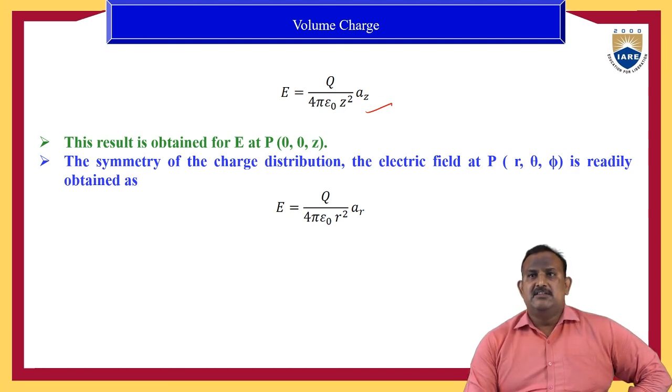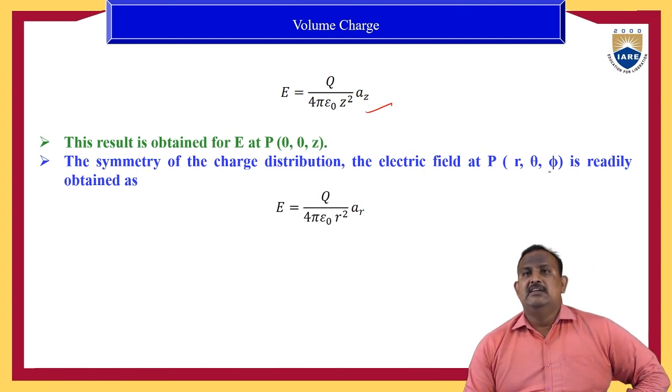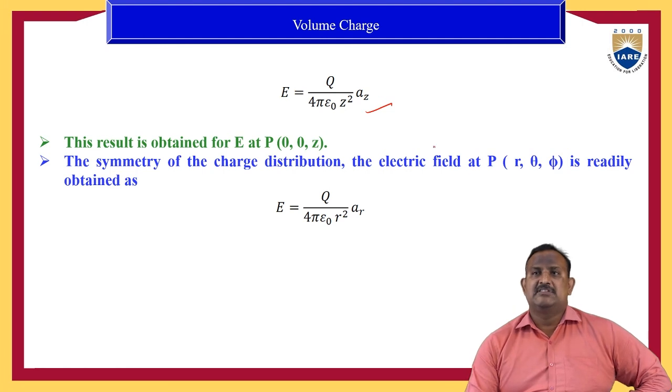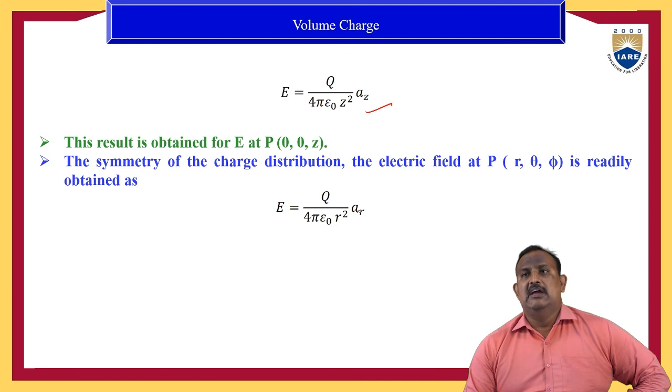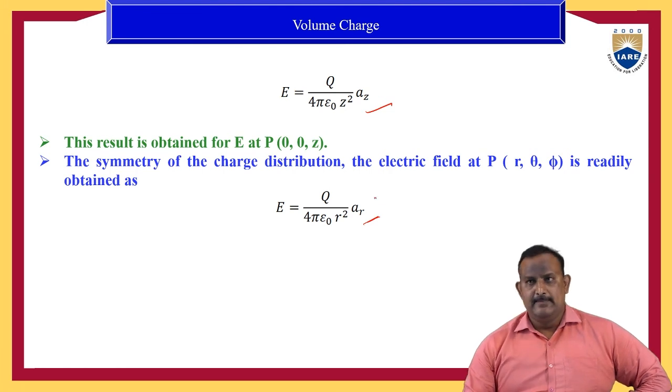Then, if we assume the symmetry of the charge distribution, the electric field at P(r, theta, phi) is readily obtained as E equal to q by 4 pi epsilon naught r square into ar, where ar is the unit vector along the r direction.